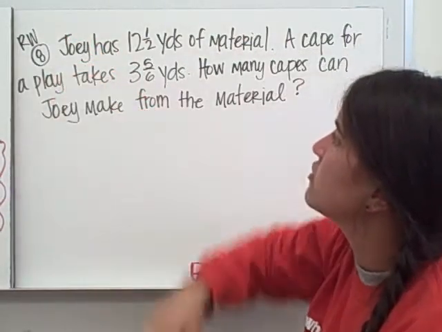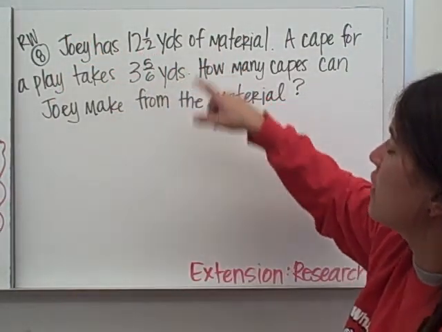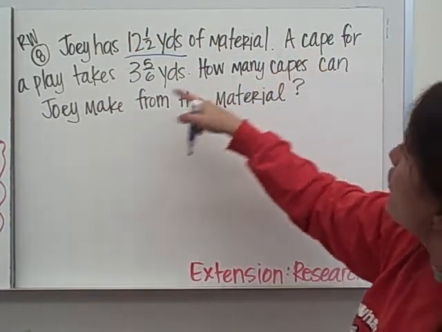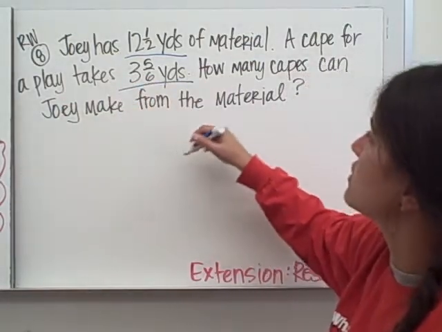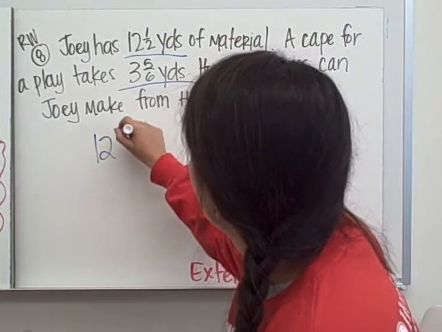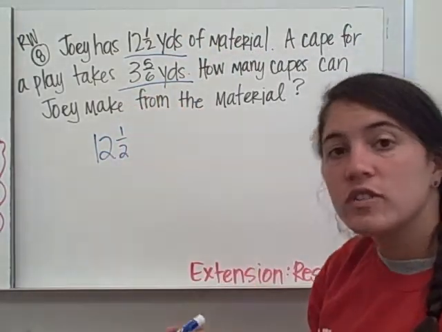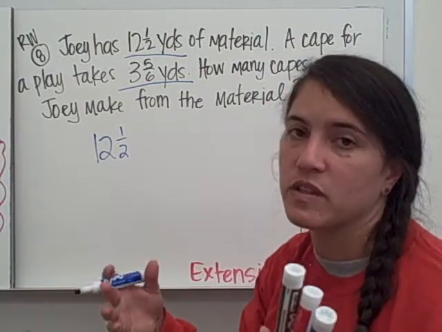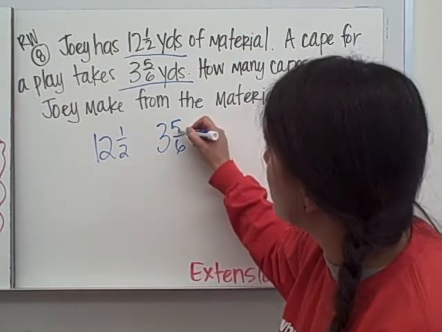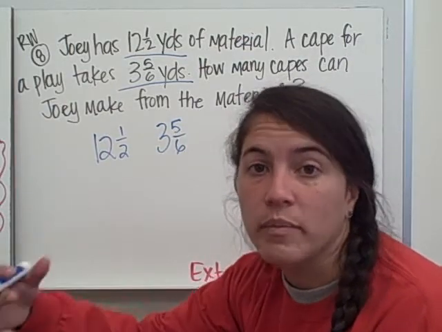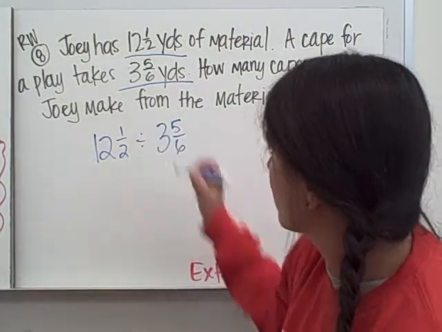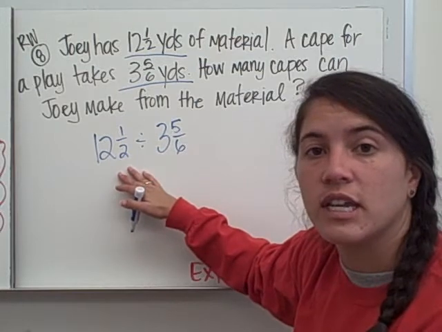Okay, real world number 8. Joey has 12.5 yards of material. A cape for a play takes 3 and 5/6 yards. How many capes can Joey make from the material? So he has 12.5, and he wants to make capes of equal sizes that are 3 and 5/6. So what operation would you do to take one piece of material and break it up into equal parts? Division. So to solve this, you would need to divide.